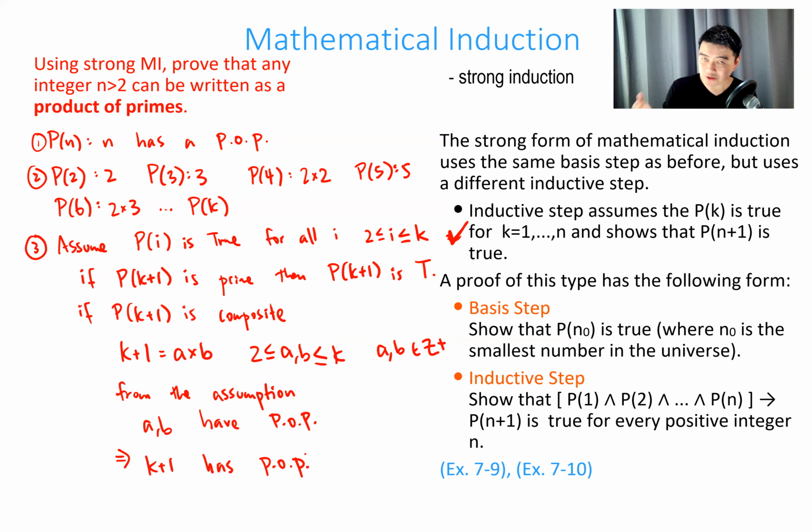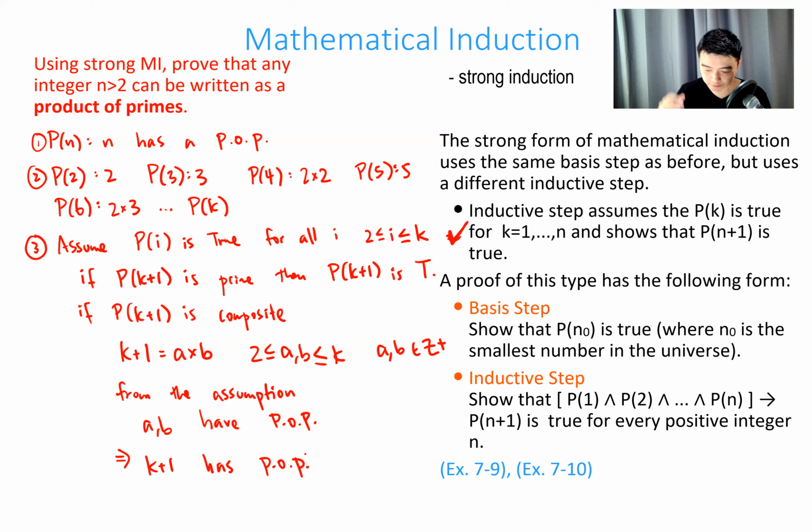If we didn't assume every single case between 2 and k, can we make this argument? Okay, so can we say that both a and b have a product of primes? And the answer is no. The only thing we know, if we only assume k, is that k has a product of primes. That might be useless to us, right, in this proof. So I hope you can see the difference. We need the fact that everything has a product of primes before we can argue for k plus 1. I hope you can see what I was talking about before.